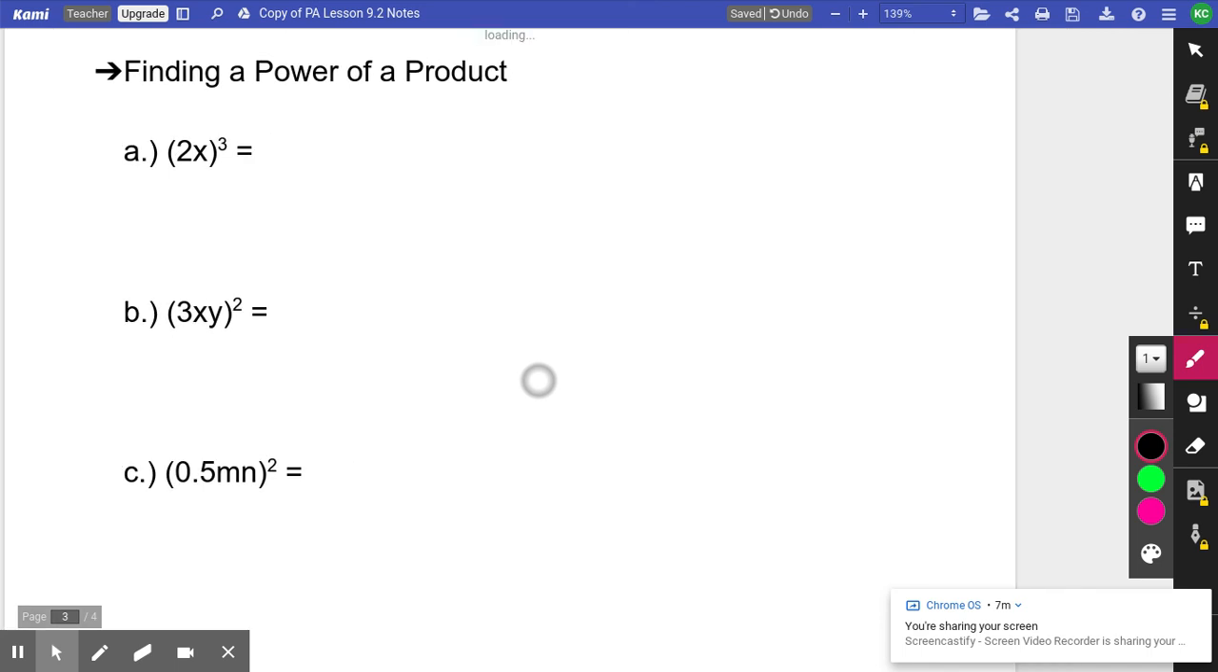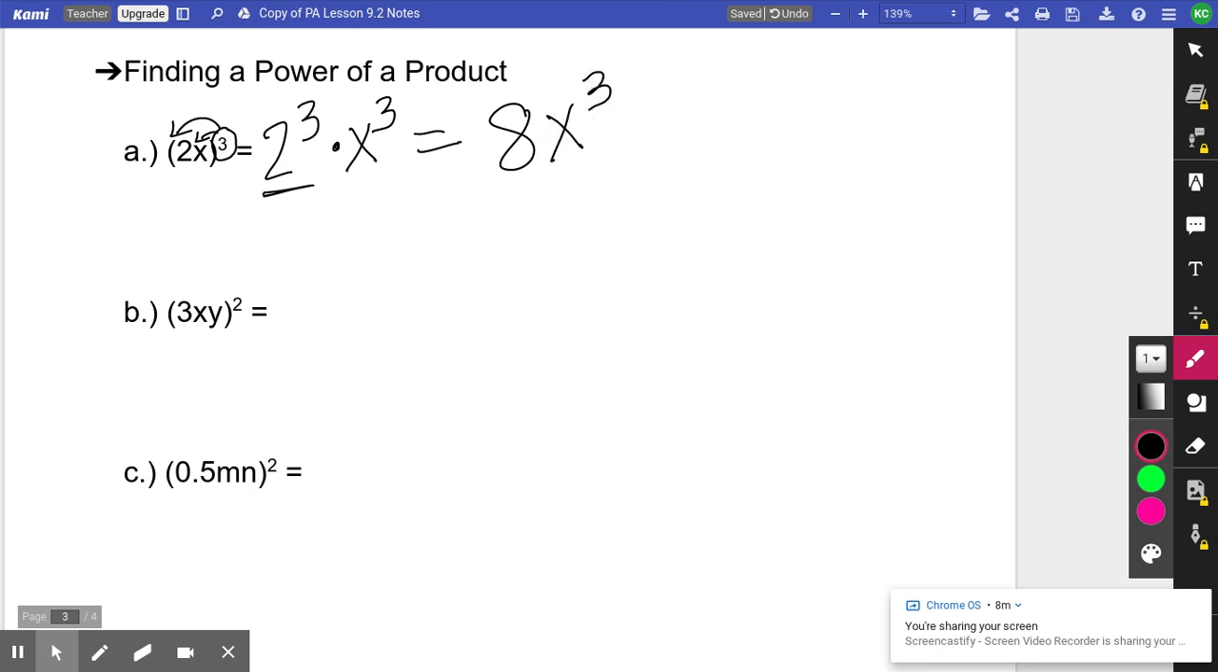Here, we're going to find the power of a product. So we're taking a product, 2 times x, and we're raising it to the 3rd power. So I need to make sure that 3rd power, that 3, goes to my 2 and to my x. So I'm going to say 2 to the 3rd power times x to the 3rd power. Here, we need to go ahead and simplify 2 to the 3rd power. Well, 2 to the 3rd power is 8. So I'm going to have 8x to the 3rd.